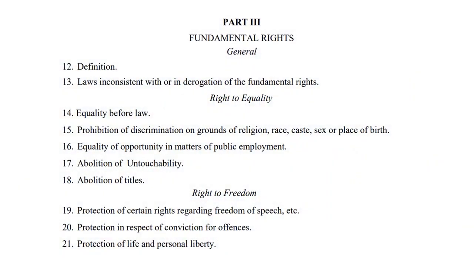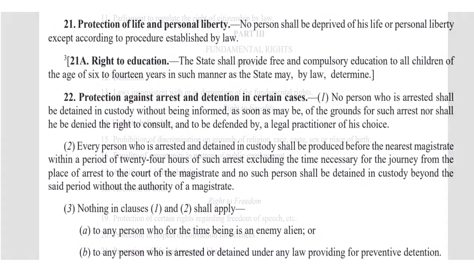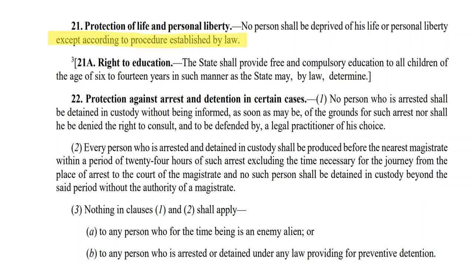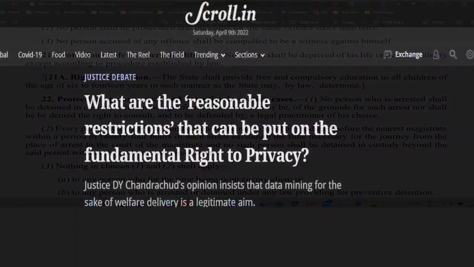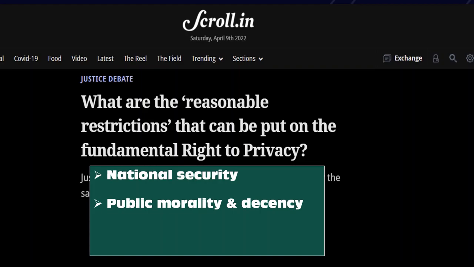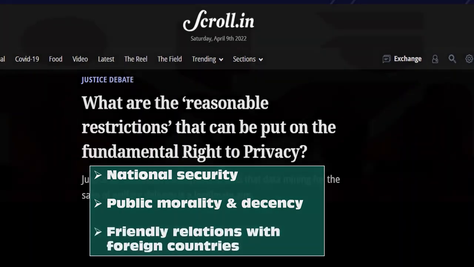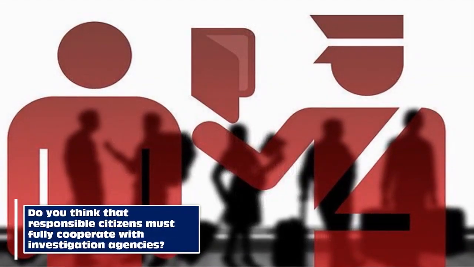The right to privacy is an intrinsic part of the right to life and personal liberty under Article 21 of the Indian Constitution. However, fundamental rights are not absolute, and they have reasonable restrictions. That means, right to privacy is guaranteed subject to national security, public morality and decency, and friendly relations with foreign countries. By the way, do you think that responsible citizens must fully cooperate with investigation agencies?